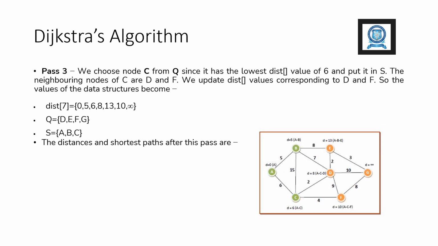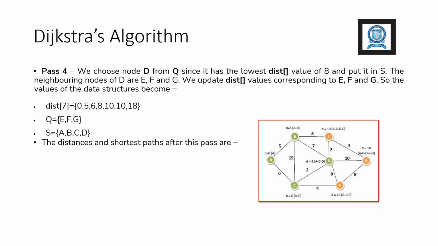In pass 3, we choose node C from Q since it has the lowest dist value of 6 and put it in S. The neighboring nodes of C are D and F. We update dist values corresponding to D and F. So the values of the data structures become dist of S is equal to 0, 5, 6, 8, 13, 10, infinity. Q is equal to D, E, F, G. S is equal to A, B, C. The distances and shortest path after this pass are shown in the diagram.